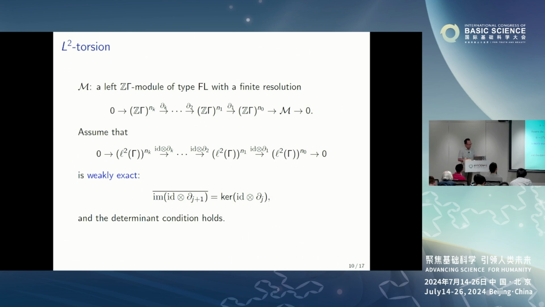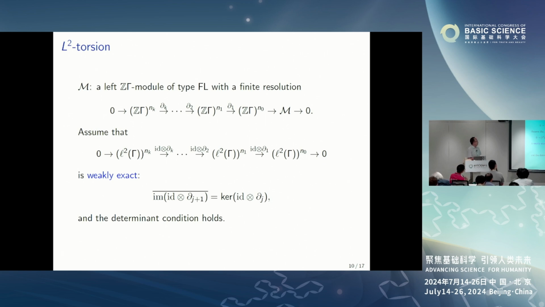Then here's the definition of L2 torsion. This torsion can be defined in various slightly different settings. But this is a combinatorial way to define it, and it's a little bit algebraic. So you look at the left module over the integral group ring. It's required to have type FL. What does this mean? It means that you have a resolution by finite free modules. So this is a ring here, and you take finitely many copies of it. Look at this free module. You require that to have a short exact sequence.